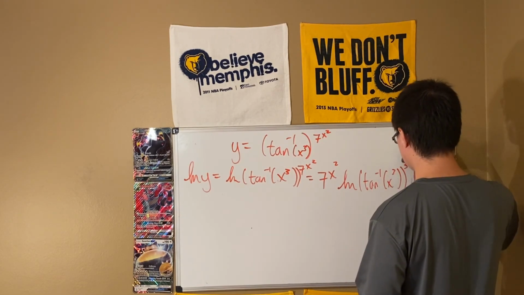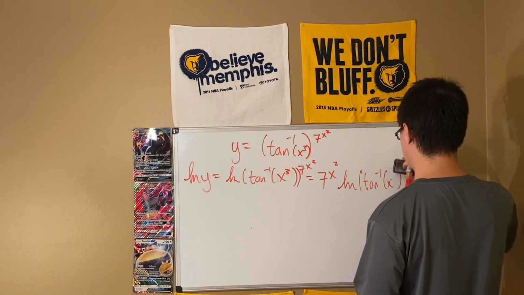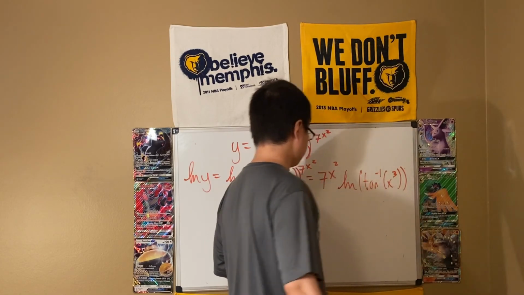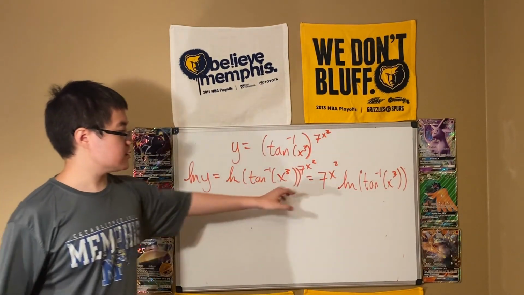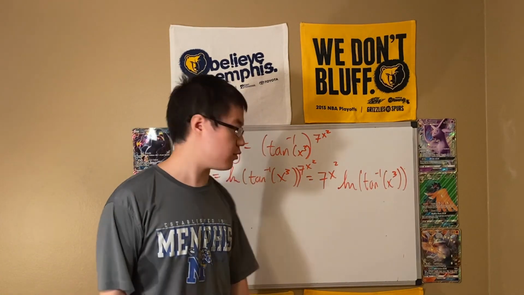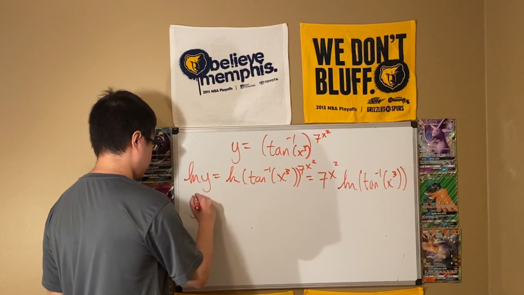I don't know why I wrote another cubed. You can't see what I'm doing right now, but I'm just doing bad things, so hopefully I can cover that up before you see. But notice all we did was drop the 7x squared. So now it's time for the product rule. So y prime over y on this side.